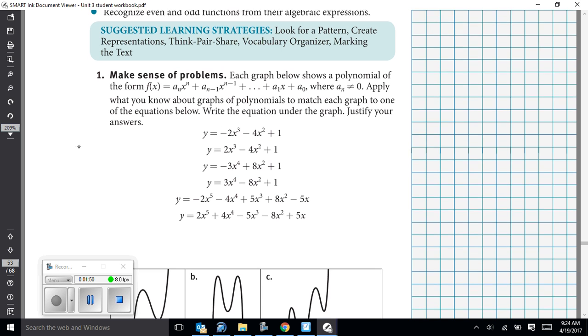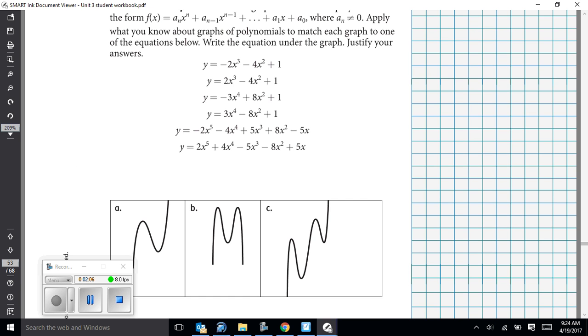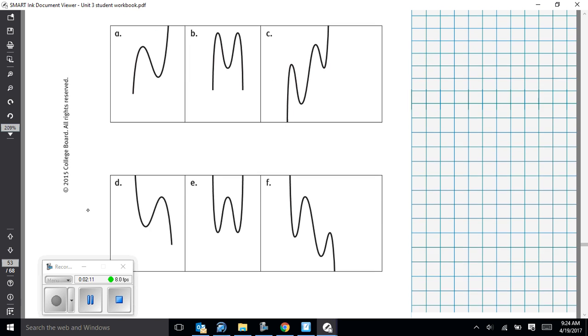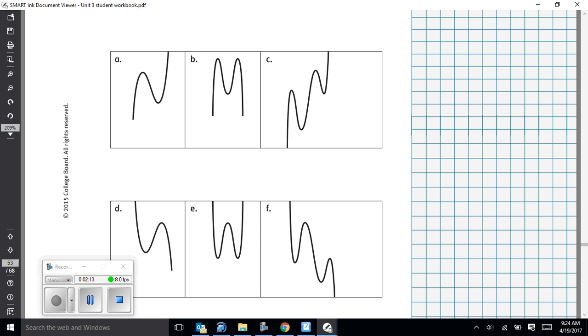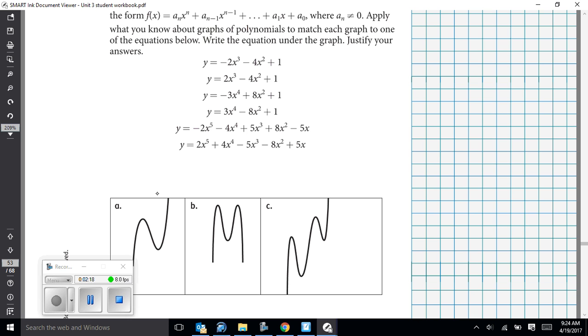So what we're going to do is look at number 1. Each graph below shows a polynomial of the form f of x equals blah, blah, blah, where a sub n does not equal 0. Apply what you know about graphs of polynomials to match each graph to one of the equations below. Write the equation under the graph, and justify your answers. All right, so we have a few graphs there. What I want you to do is to look at them and identify what equation could go with it. Now, keep in mind some important things.